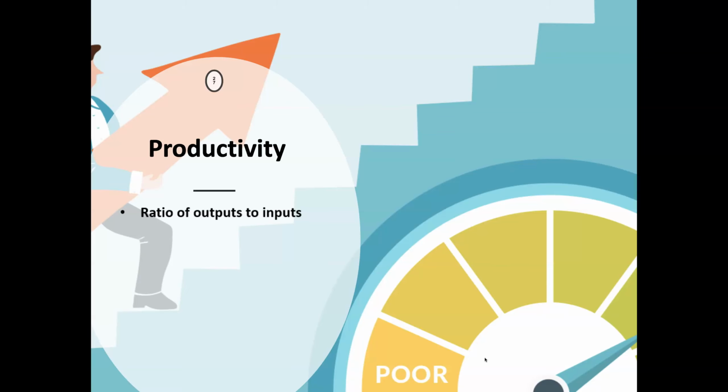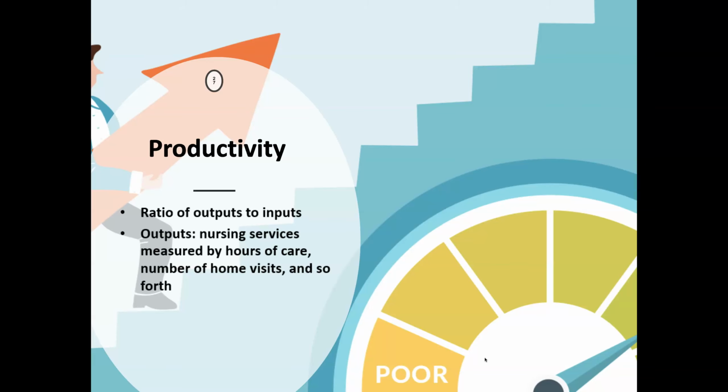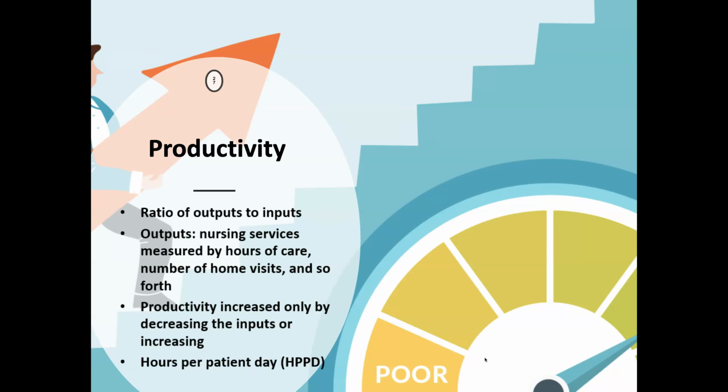Productivity is the ratio of outputs to inputs, which can be written as output/input. In nursing, outputs are nursing services as measured by hours of care, number of home visits, and so forth. The inputs are the resources used to provide the services, such as personnel hours and supplies. Productivity can be increased by decreasing the inputs or increasing the outputs. Hospitals often use hours per day per patient, so HPPD, as a measure of productivity.